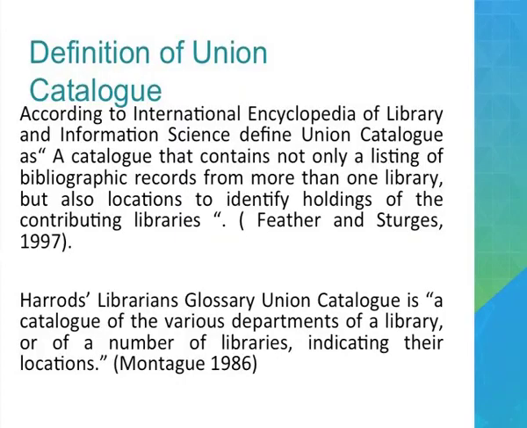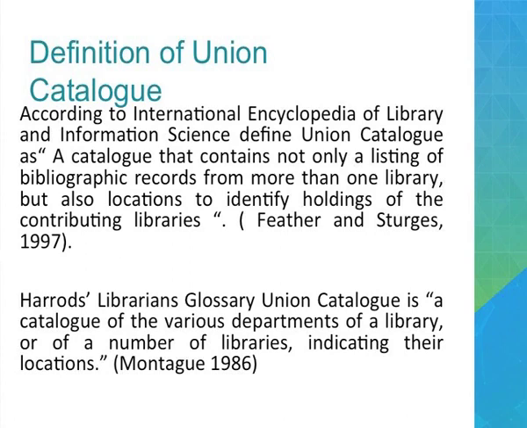So, through a single search you can understand in which library the book you are looking for is available. If you look at the definition of the Union Catalog, the International Encyclopedia of Library Information Science defines Union Catalog as a catalog that contains not only a listing of bibliographic records from more than one library, but also locations to identify holdings of contributing libraries.